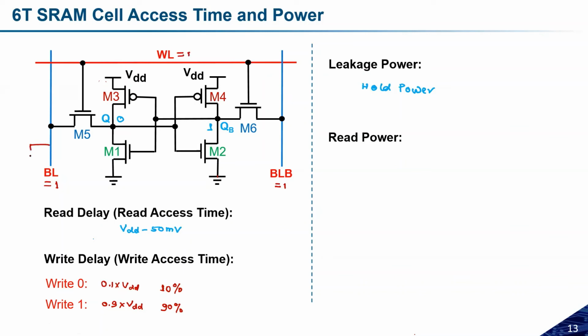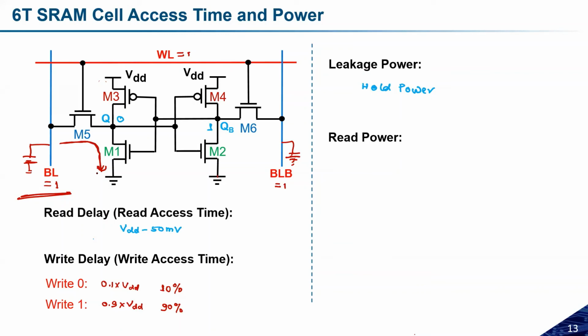In that case, the bit line capacitor will start discharging. Okay, so there will be some capacitor at this point and a capacitor at this point as well, something like that. Because Q is equal to 0, this BL side capacitor will start discharging, and the path will be M5 and M1. Whatever current is flowing through this path, we call it the read current.